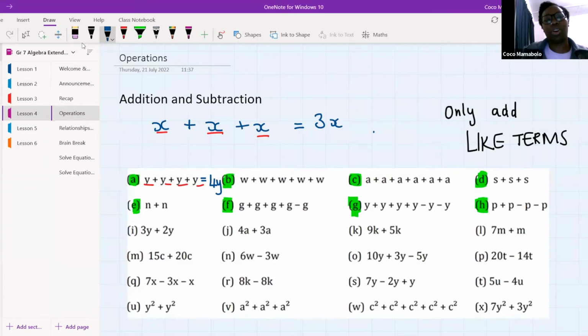All right, Bonolo, do you want to do the next one for us? Yes, ma'am. Tell me, what do I have? Count them quickly. 5W. Oh, good. 5W. Okay. Good stuff. It's 5W. That wasn't difficult. All right, next.